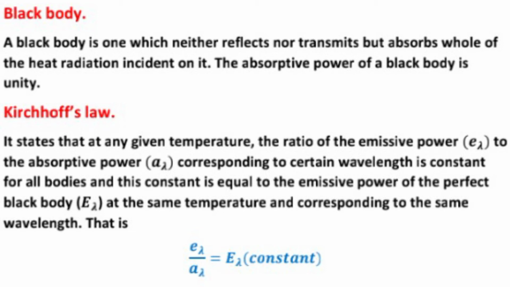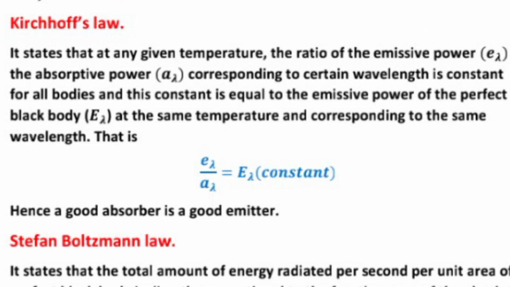It states that at any given temperature, the ratio of the emissive power small e lambda to the absorptive power capital A lambda corresponding to a certain wavelength is constant for all bodies, and this constant is equal to the emissive power of the perfect black body capital E lambda at the same temperature and corresponding to the same wavelength. E lambda upon A lambda equals capital E lambda. Capital E lambda is constant. Hence, a good absorber is a good emitter.